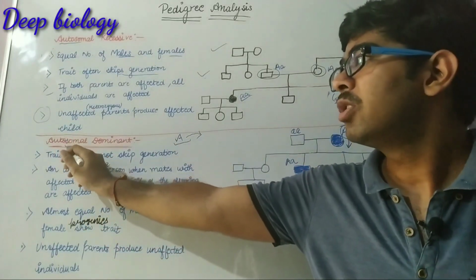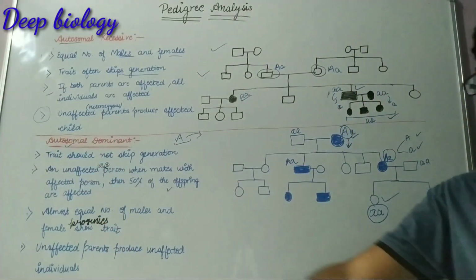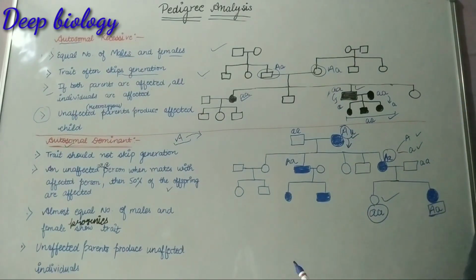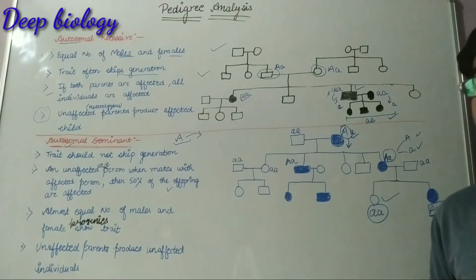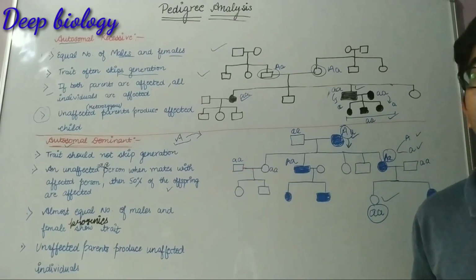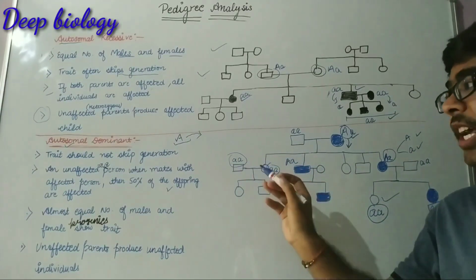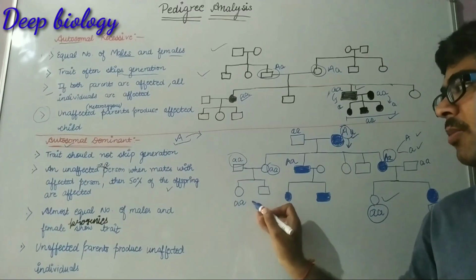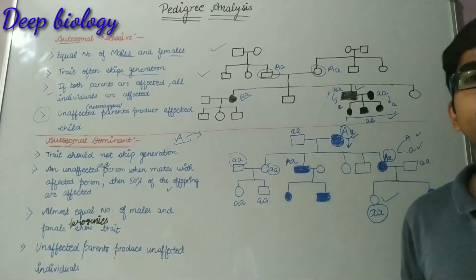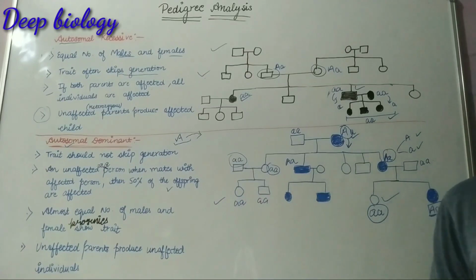Now this is autosomal because there is an equal number of male and female progeny in the pedigree which are affected or showing the trait. Unaffected parents produce unaffected individuals. It means there is no dominant allele present. That's why they will pass only small a to the offspring, and all of the offspring are of normal type. They will not show any trait.